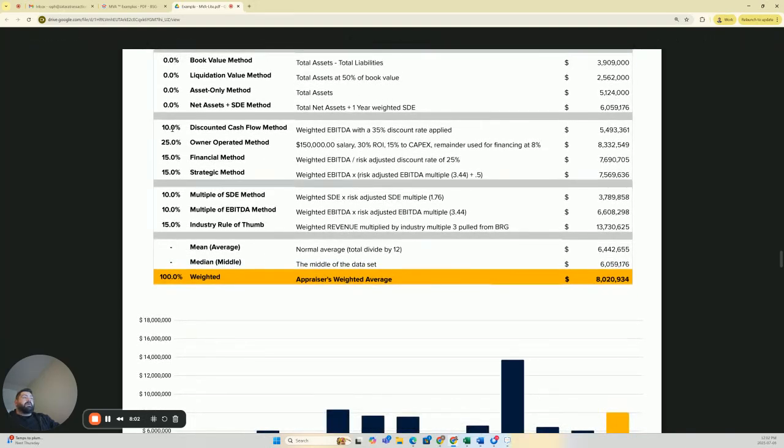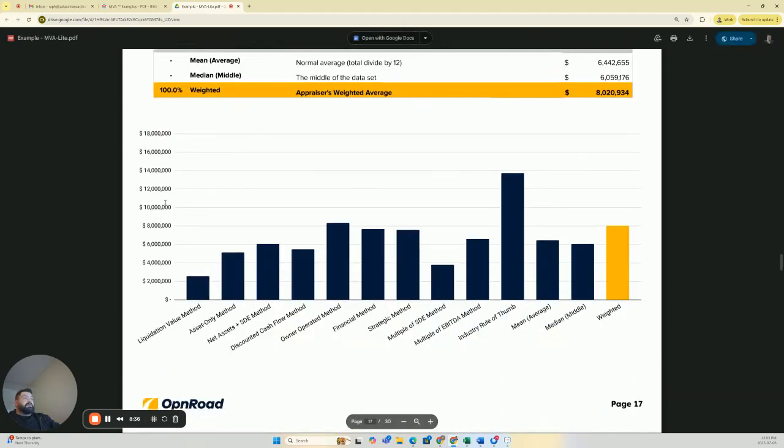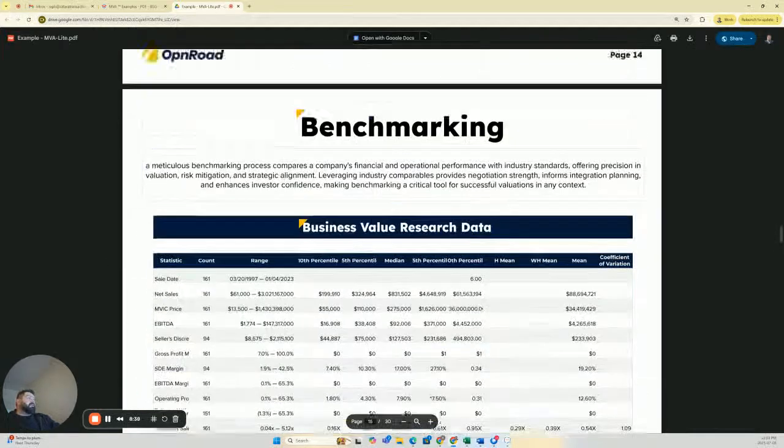And then you have your income approaches. So you got your DCF method, owner operated method, financial method, strategic method. And then you have your market approaches, and these are just straight comps, right? So what is the business worth based on the comps? And then we do a weighting, and here's kind of what the mean and the median, and then the weighted averages. So here are all the methods, pretty comprehensive.